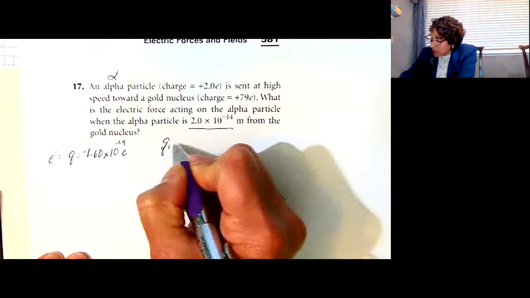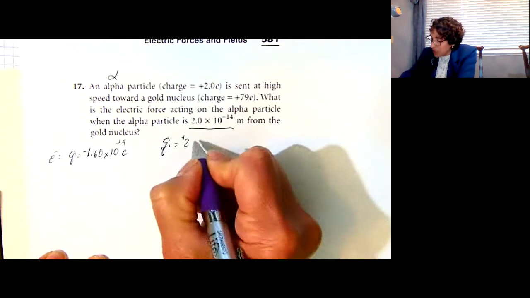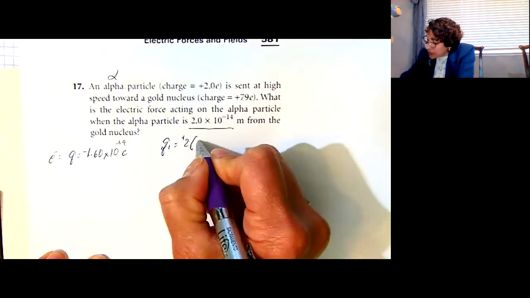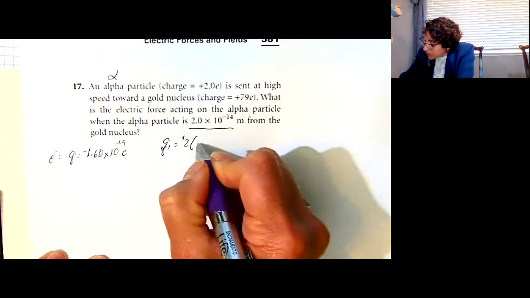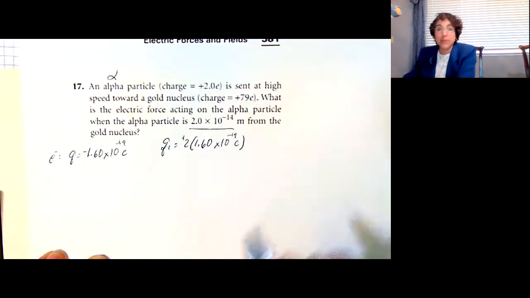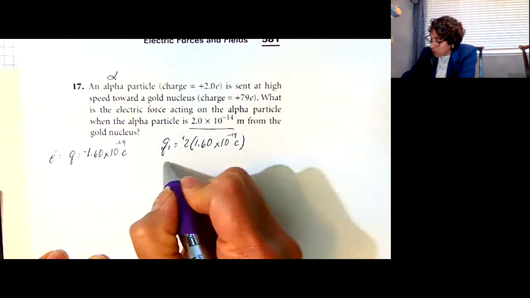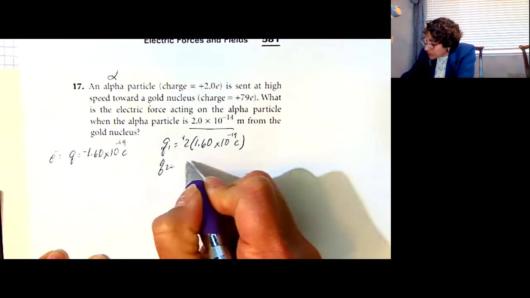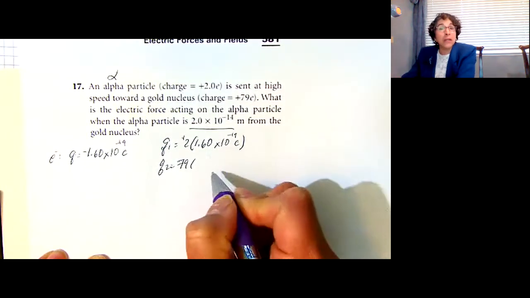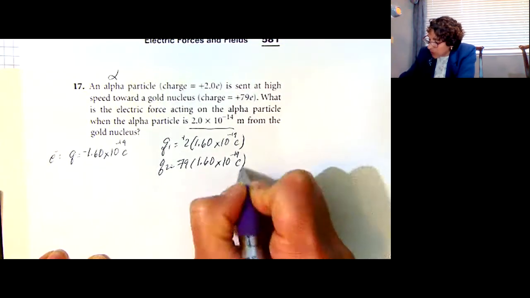Our Q1 is going to be plus 2 times this guy right here, the negative 1.60 times 10 to the negative 19 coulombs. That's our first one. The next one, we got 79 of them. So Q2 is going to be 79 of the 1.60 times 10 to the negative 19 coulombs.